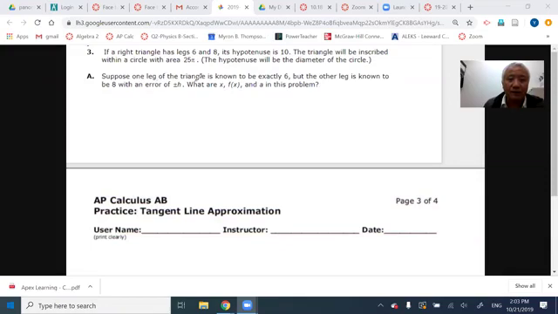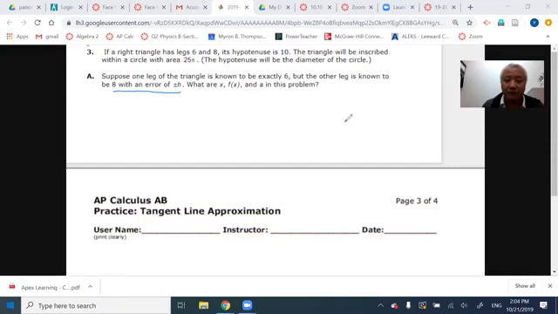Suppose one leg of the triangle is known to be exactly 6, but the other leg is known to be 8 with the area of this positive negative edge. What are the x, fx, and a in this problem? Okay, so when you look at this one, actually for this question, you don't need a graph. But I graph here just to show you what the story is about. You can visualize more things there.